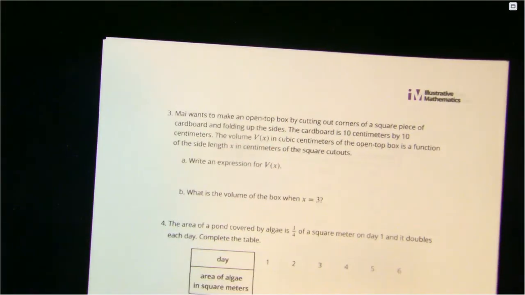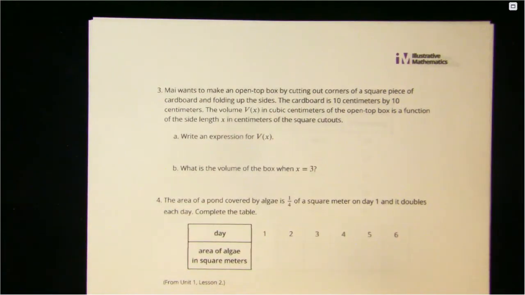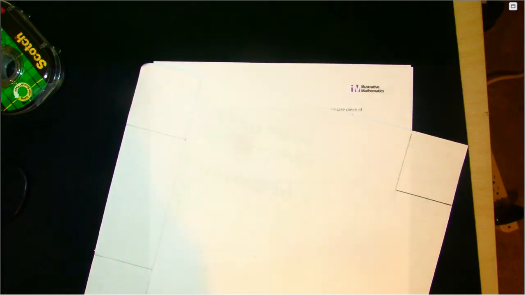Maya wants to make an open top box by cutting out corners of a square piece of paper or cardboard and folding up the sides. The cardboard is 10 by 10. Imagine this is what it looks like. Right? And then you cut out the corners. And then when you fold it up, once you cut those corners out, you get a box. An open top box.